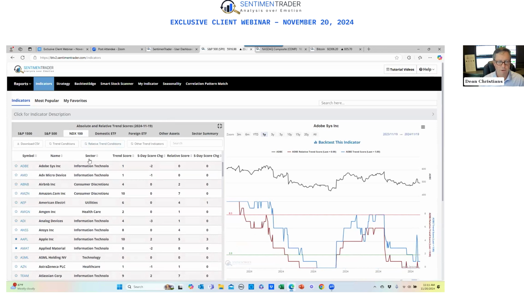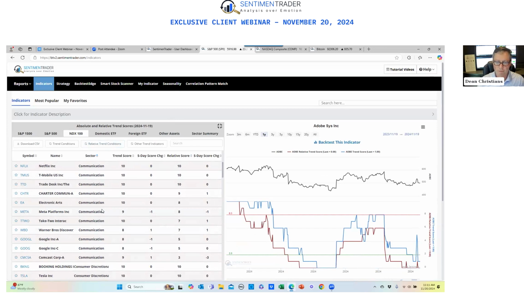Important to note, we have the sector here. So if you want to sort by the sector, you can do that. You can then sort relative trend score, sort back on the sector. And now we can see Netflix has a trend score of 10, relative trend score 10, and you can see these sorted on down from high to low according to the sector.